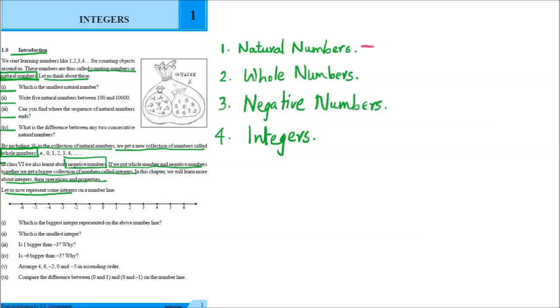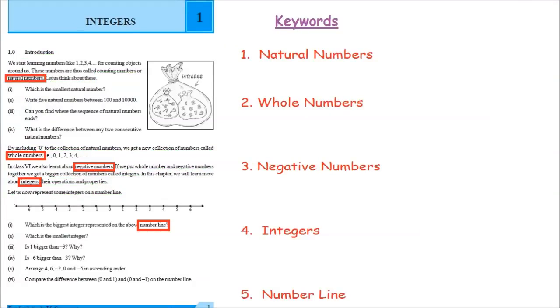Let's now represent some integers on a number line. Number 5 is number line. So we'll discuss these 5 keywords that are presented on page 1 of chapter 1, integers, so you will have a better understanding of this first page. Children, I have just cleaned the screen and edited a few things so that they will look much better. These are the 5 keywords I just mentioned, and we'll discuss them now.